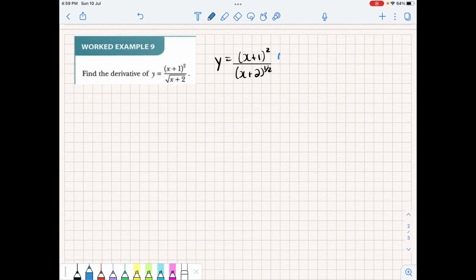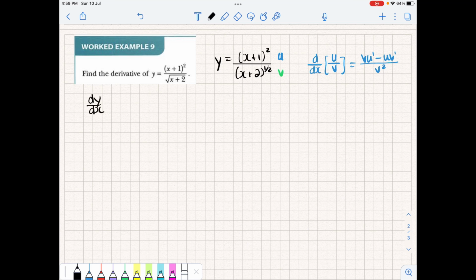So let's call one u, and we'll call the other one v. And we're going to use the quotient rule. The quotient rule says if I'm differentiating a quotient of two functions, then I'm going to take v u dash minus u v dash, all over v squared. So let's do it. We want the derivative.